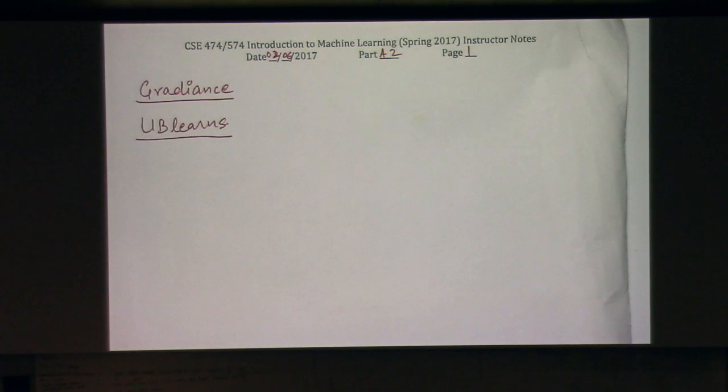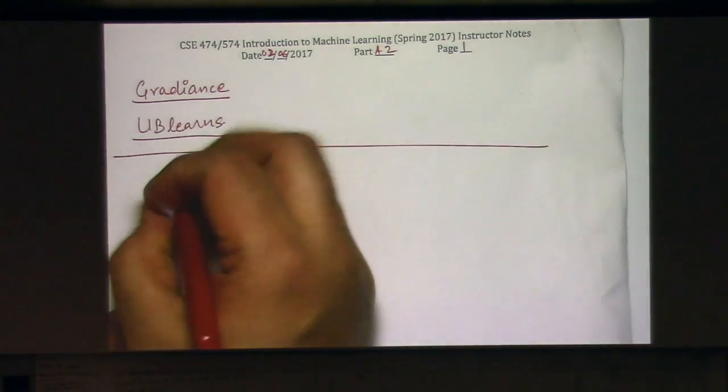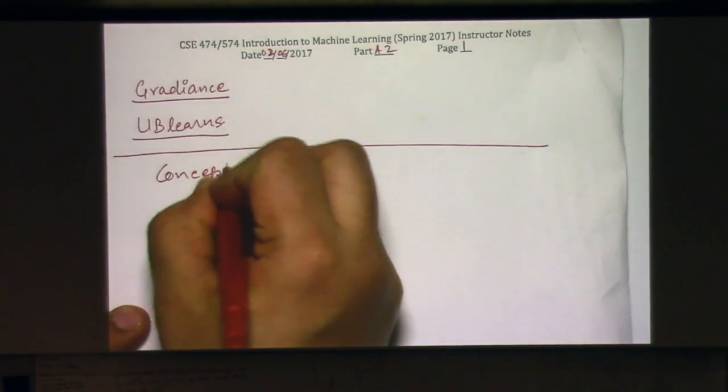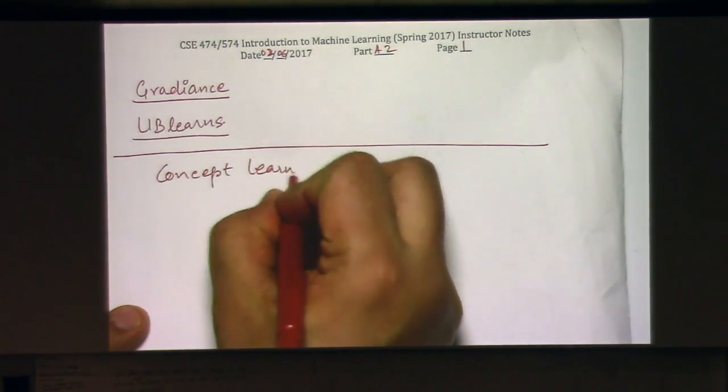All right, so let's get started with what we were doing in the Friday lecture. We're talking about concept learning, right? So just to get refreshed with what we did.